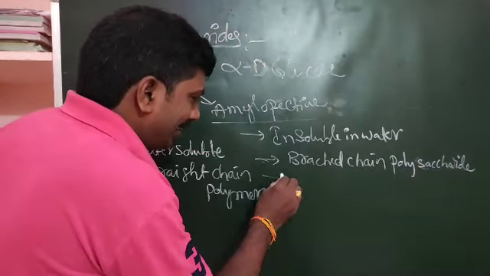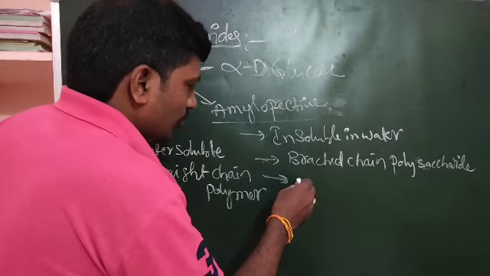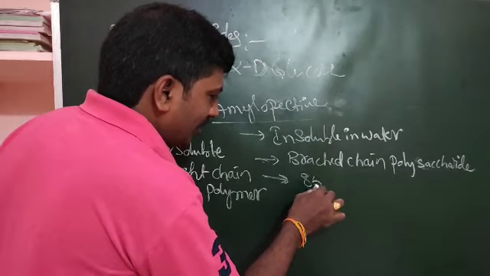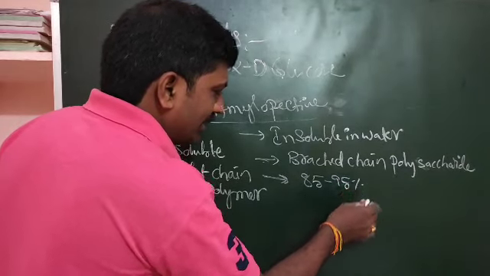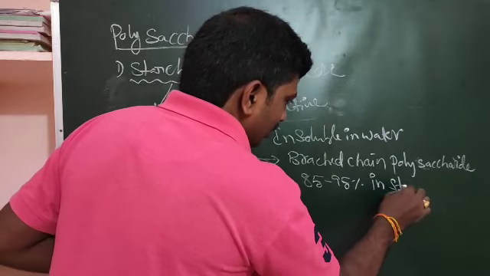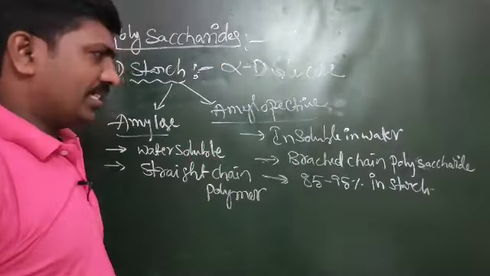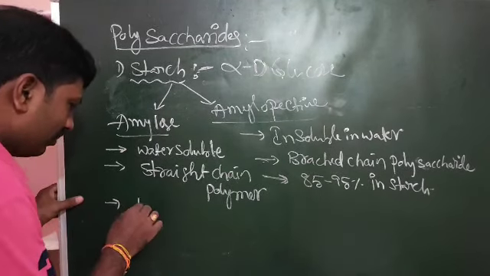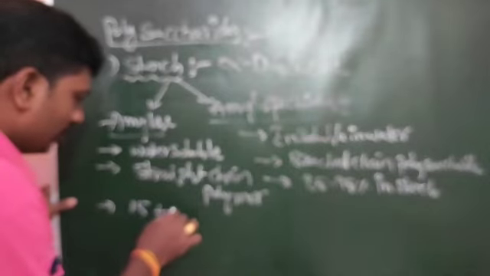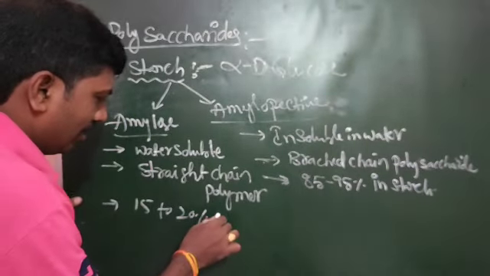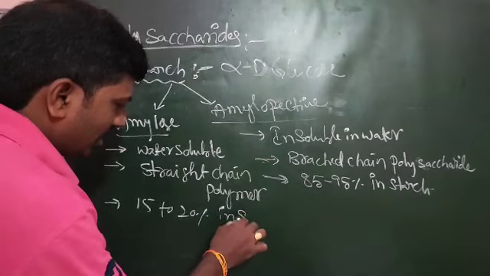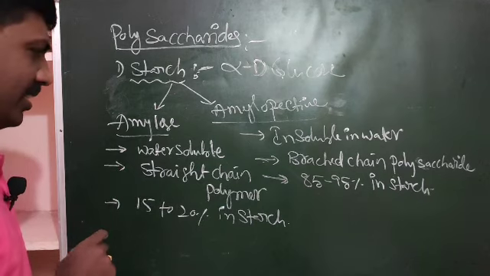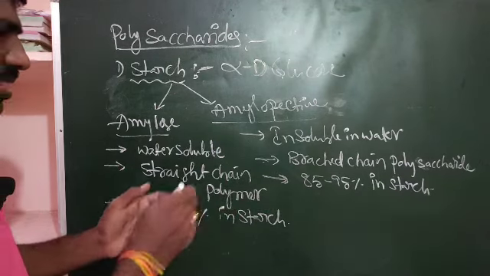Amylose is present in 85 to 95% in starch. Amylopectin is present in 15 to 20% in starch. Amylose is a straight chain, and amylopectin is a branched chain. So branches are also there.